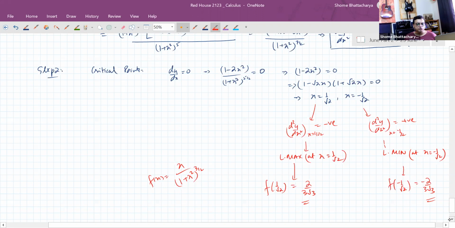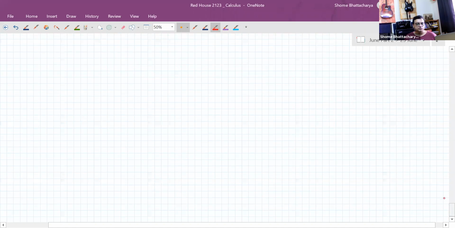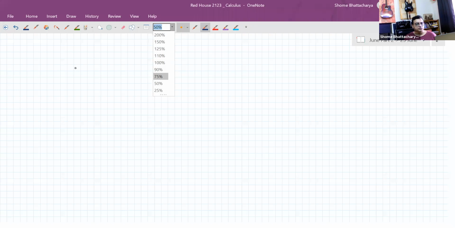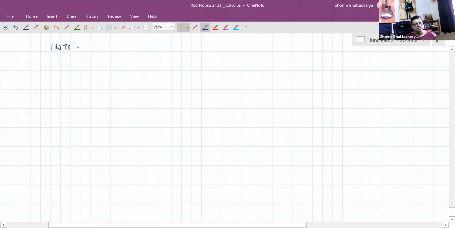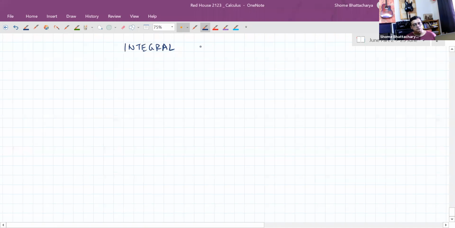At this stage, we'll move on from here to the next part of calculus, which is integration or integral calculus. Now we will find this in general easier to handle because we're already familiar with one part of calculus. That is definitely going to help us in our understanding of the second part, which is integral calculus.